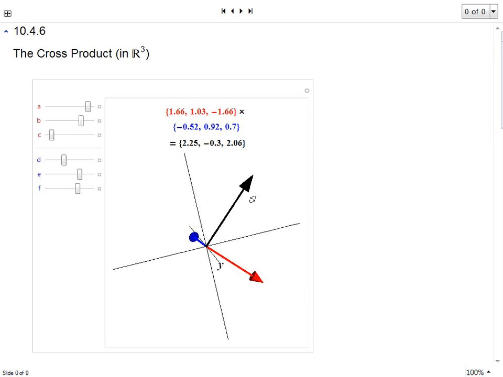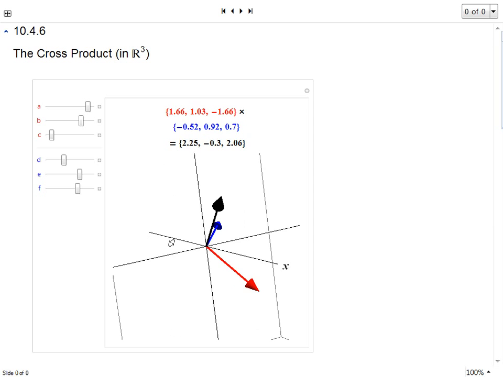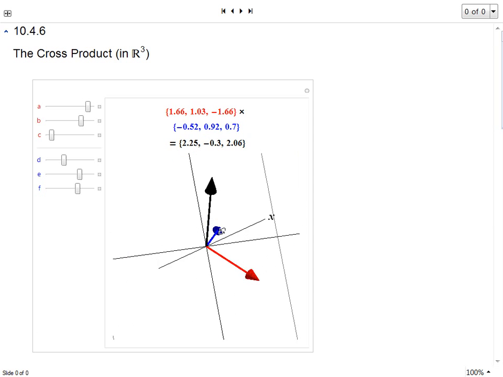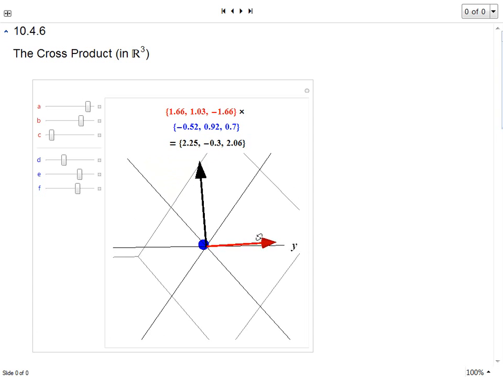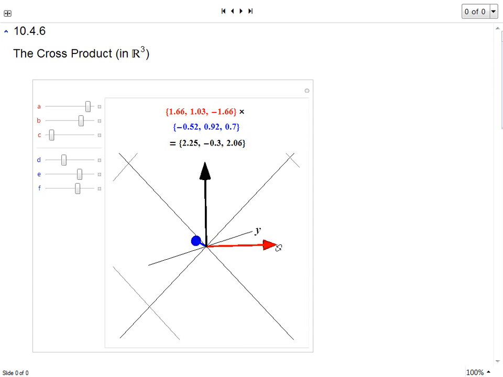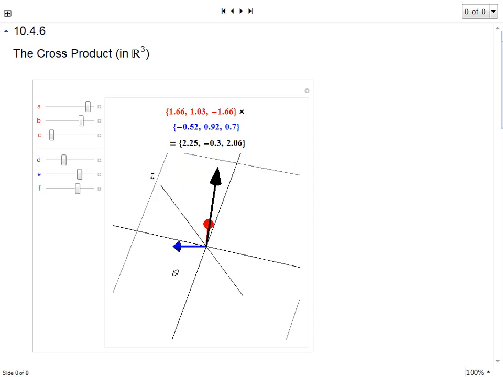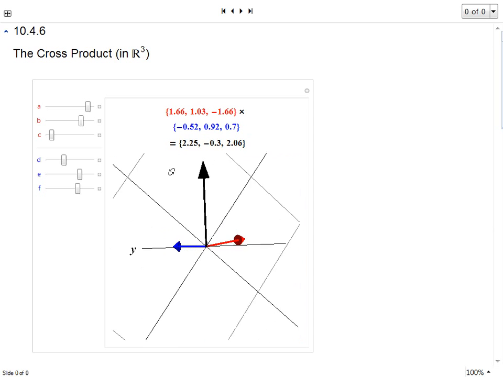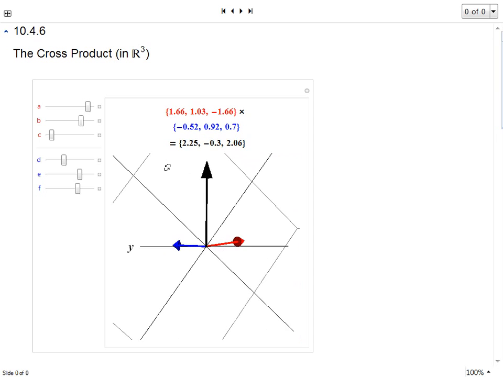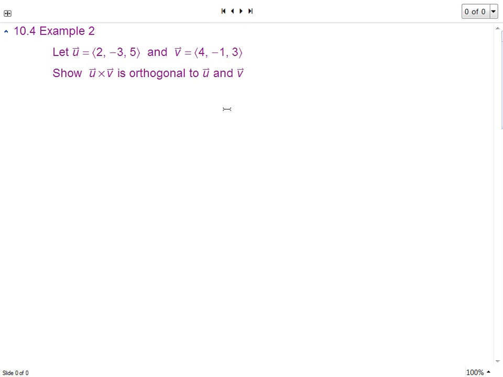The red vector and the blue vector are just 2 vectors sitting out there, okay? The black vector is the cross product. If I turn this, hopefully you'll agree with me that the black one is perpendicular to the red one. And if I twist it over this way, hopefully you'll be convinced that it's perpendicular to the blue one also. So orthogonal to both. Now, how could we show that the cross product U cross V is orthogonal to U and orthogonal to V?